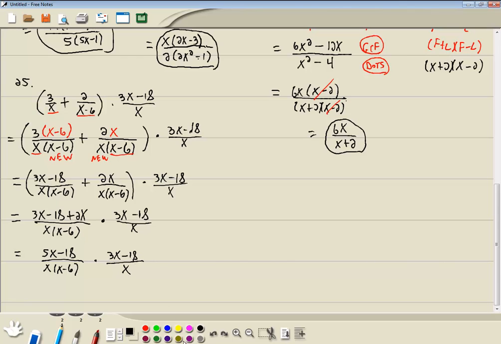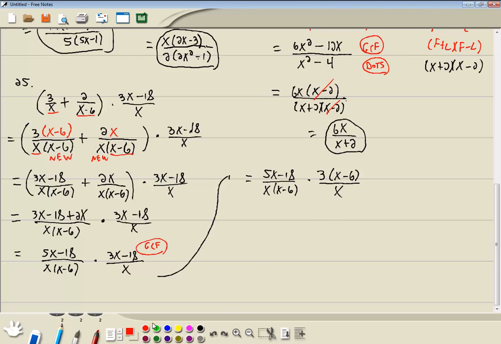Okay, now we're going to multiply these. And remember, multiplying, double check all my numbers there. Didn't seem to come out very nice, did it? I guess everything's right. Okay. Remember, multiplying, what we're going to do is we're going to factor everything. Can't factor 5x minus 18. This is already factored. This, though, is GCF. So let's go ahead and factor that. So I got 5x minus 18 over x times x minus 6 times, GCF is 3, so I'll factor 3 out, and that gives us x minus 6 over x.